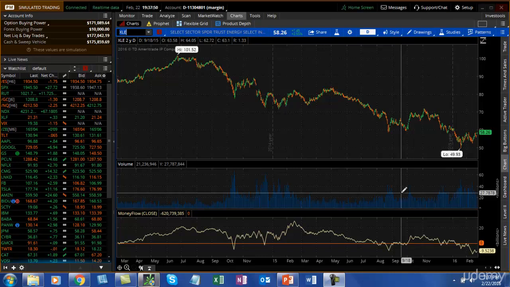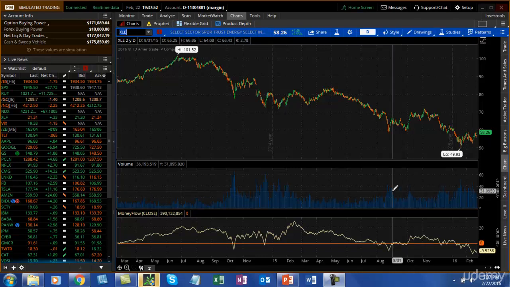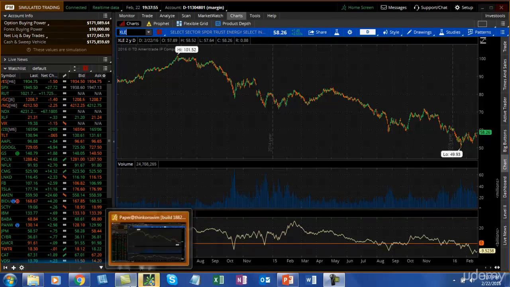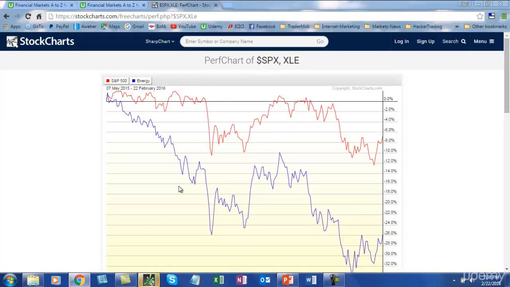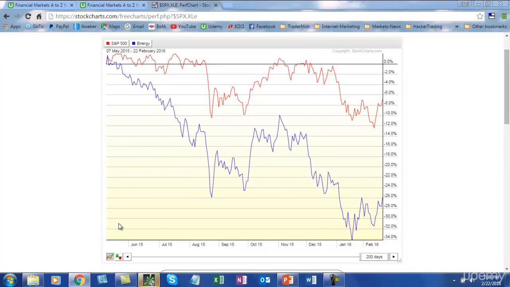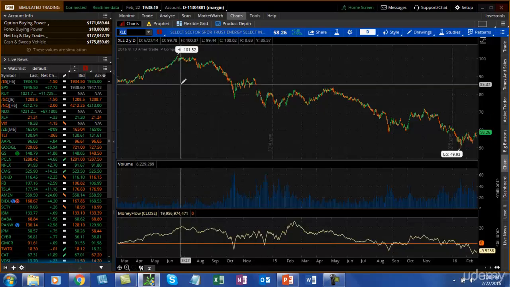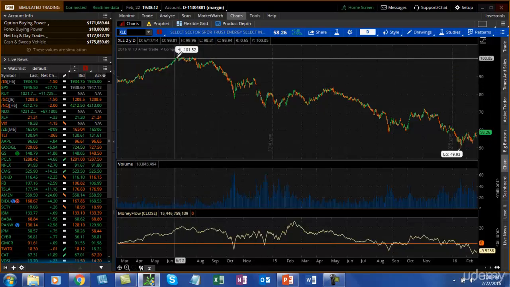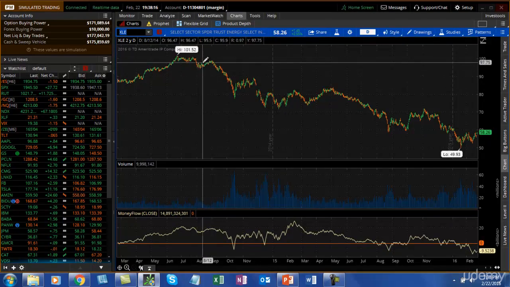So let's now look at specific ways of trading once you've identified a trend. Here we are. If you look at the chart of the XLE, we know that sometime last year, around June, July, it went down and then it's been down ever since. So if you come and look at the chart, that's somewhere right here.